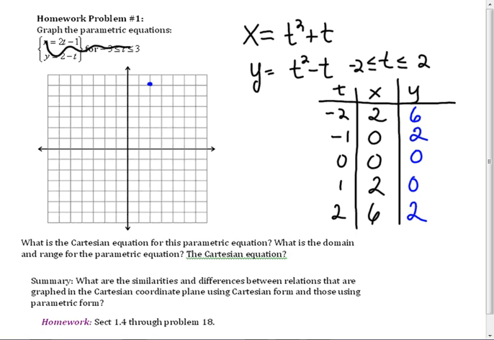Then x is 0, y is 2. So it's going to go this direction. And then it's going to go 0, 0. Then it's going to go 2, 0. That's right. And then it's going to go 6, 2. It's probably going to do something like this. So we find out.